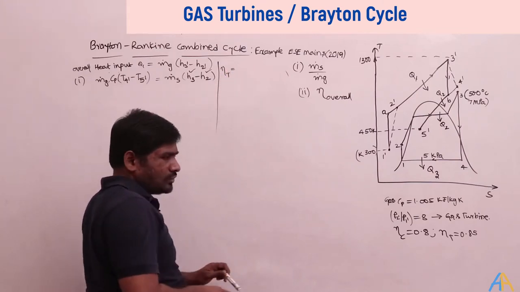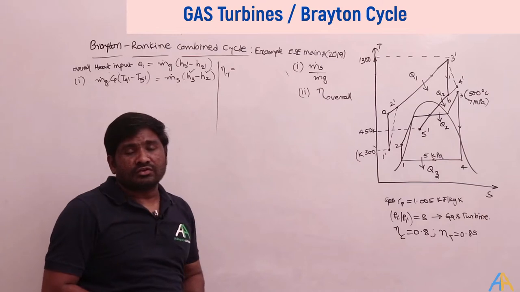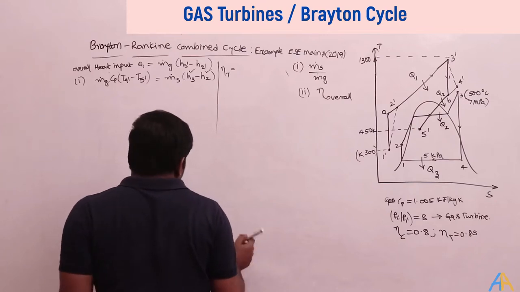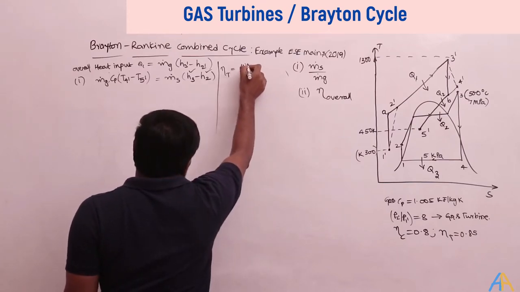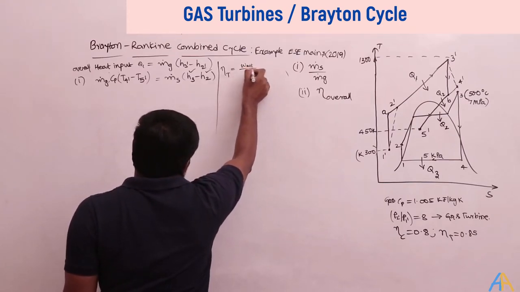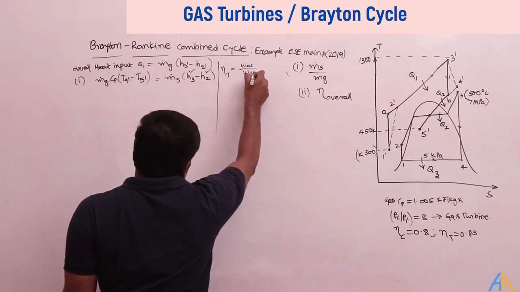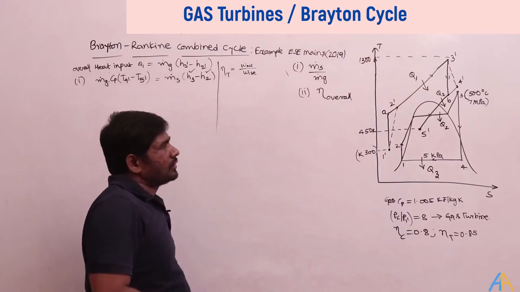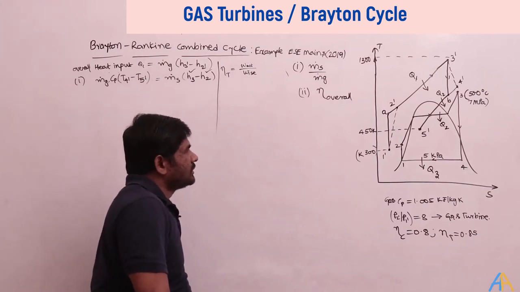Isentropic efficiency: actual work divided by isentropic work, W actual divided by W isentropic, for the turbine. Why? Because the W isentropic is more. Okay, what is the actual?